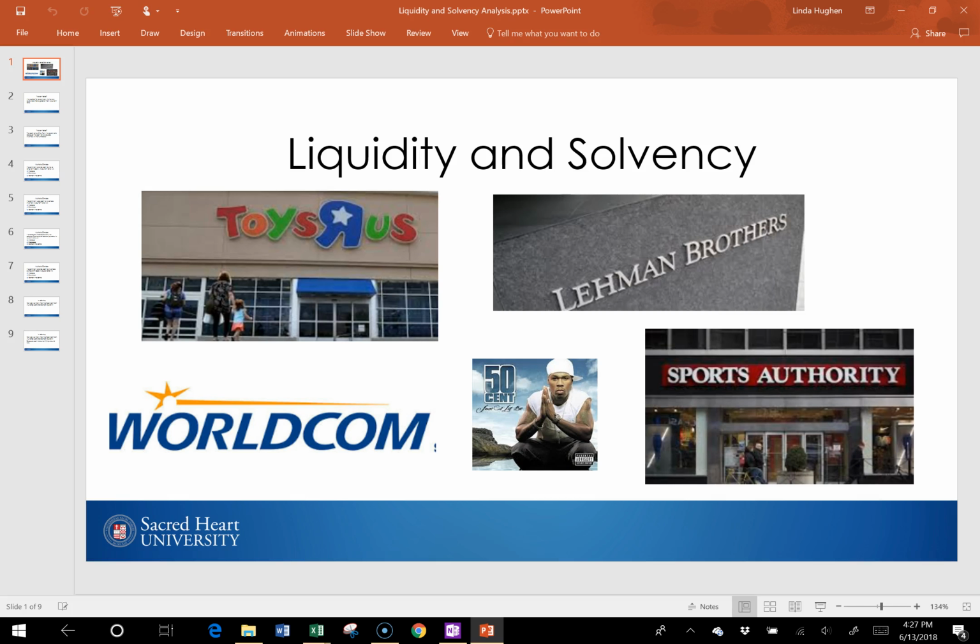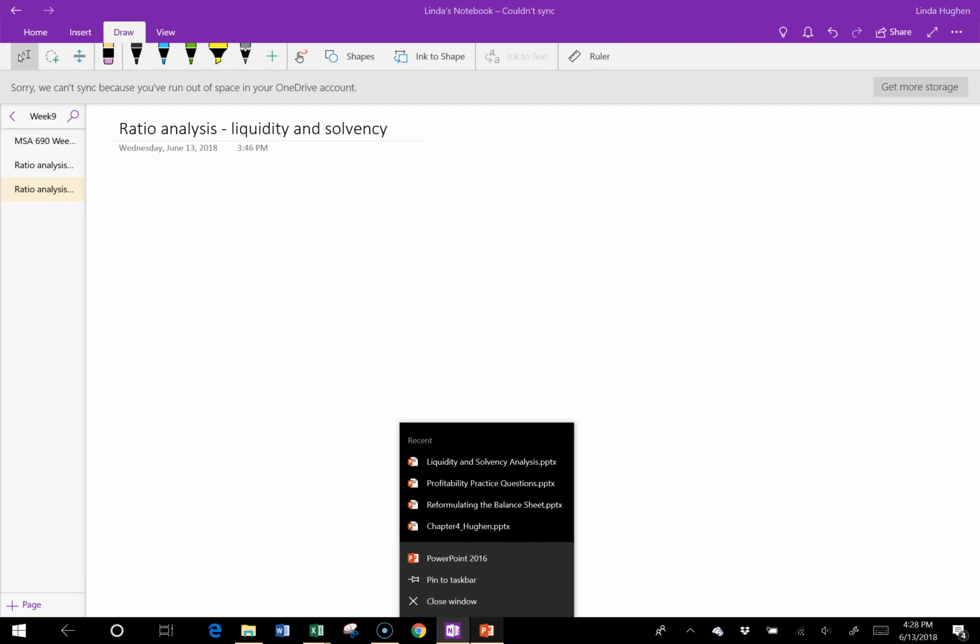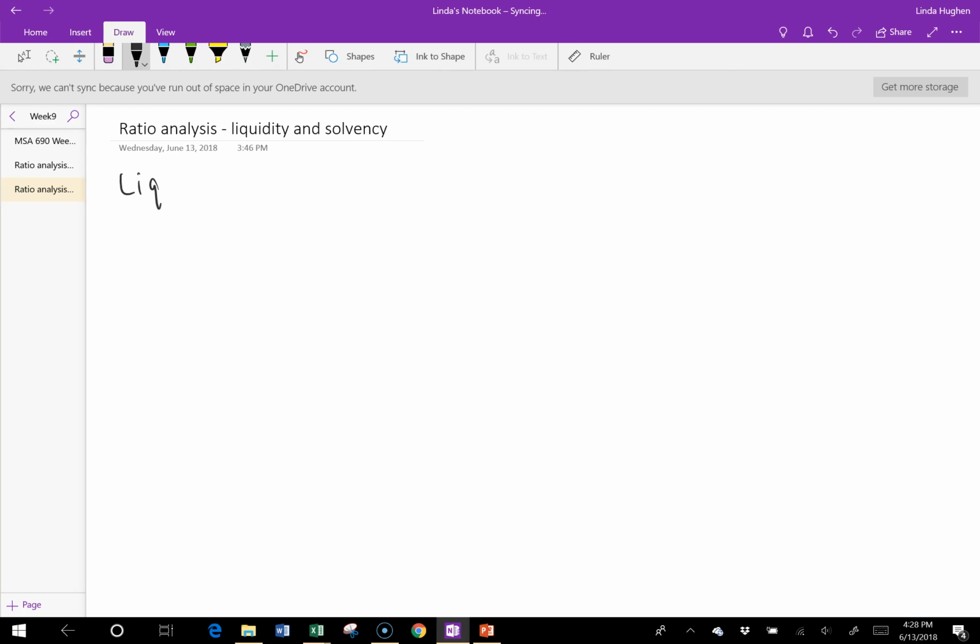As I mentioned in the last video on profitability, lenders or debt holders are more concerned with the likelihood of repayment than profitability. The likelihood of repayment is analyzed in terms of liquidity and solvency. Let's start with liquidity.